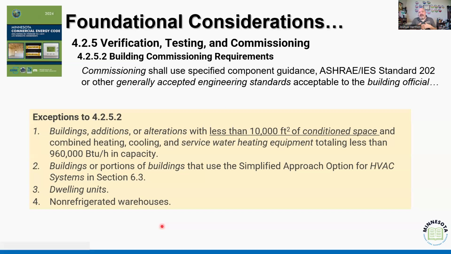Not every building, not every component is going to have to go through some rigorous expectation of qualification. And so what we see here is if a building is less than 10,000 square feet of conditioned space and uses less than 960,000 BTU of heating, cooling, and water as a combined quantity of energy, it's exempt.